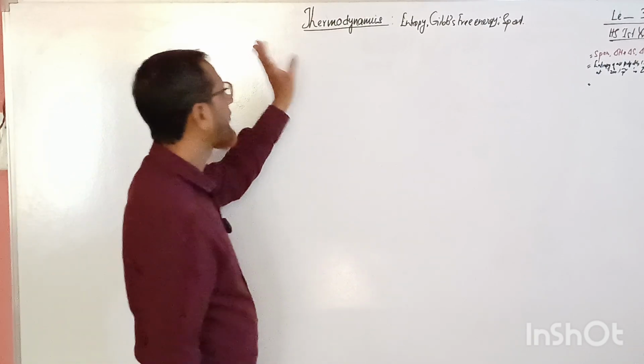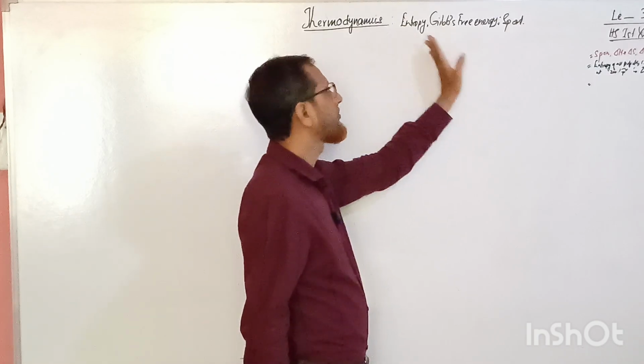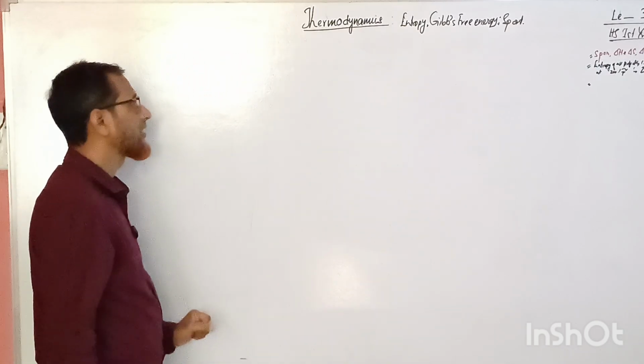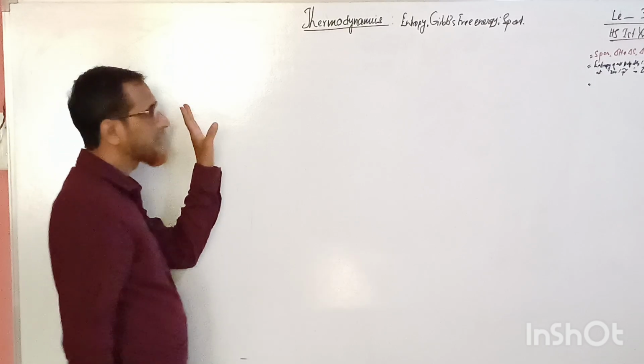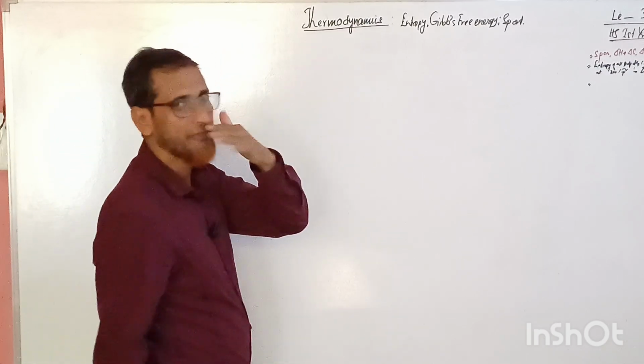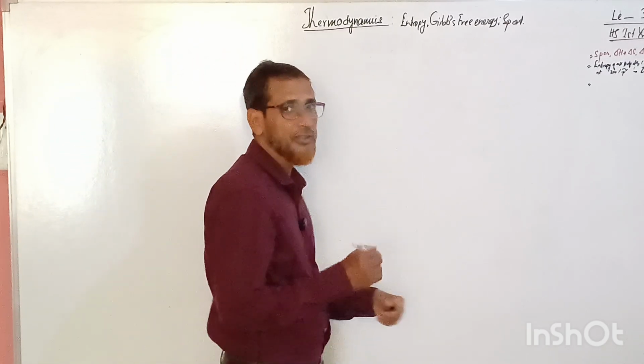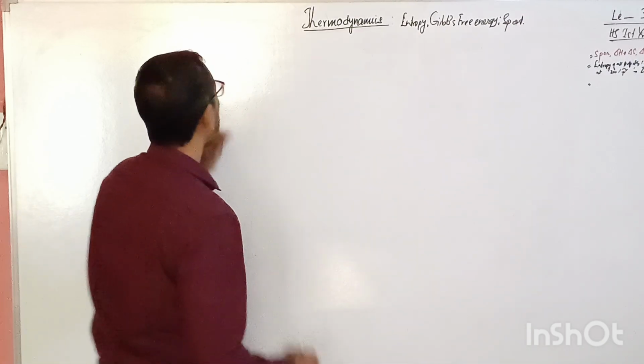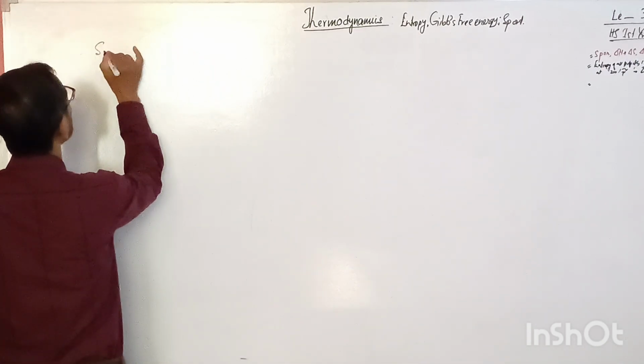So, before defining entropy, Gibbs free energy, and spontaneity of a system or spontaneity of a process, let us define some of the important factors to make the topic more interesting and understandable. So, first of all, spontaneity.